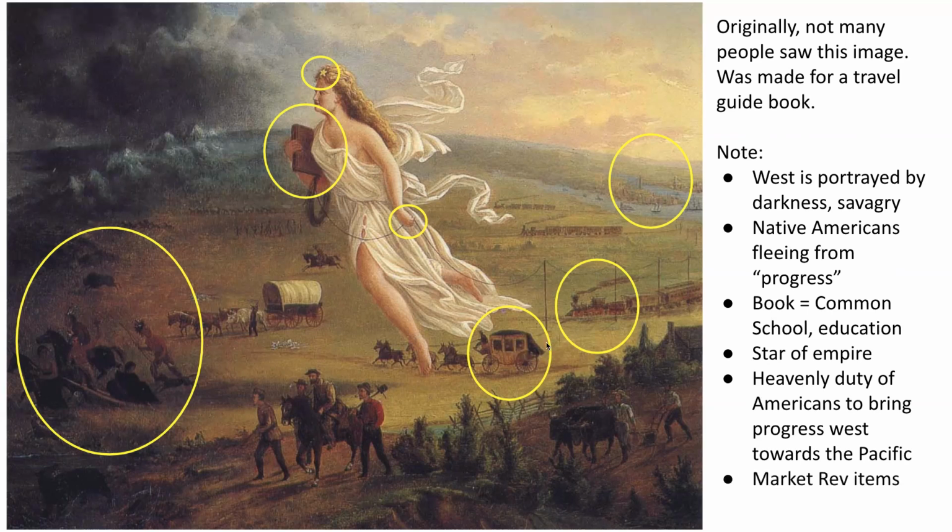And note these market revolution items. So she's unfurling telegraph lines as she goes. We've got transcontinental railroads, we've got steamboats, we've got stagecoaches, probably the Pony Express, these covered wagons, people on the Oregon Trail, farmers setting up these enclosures. So a lot going on in this image. So again, expect to see this on the AP test.